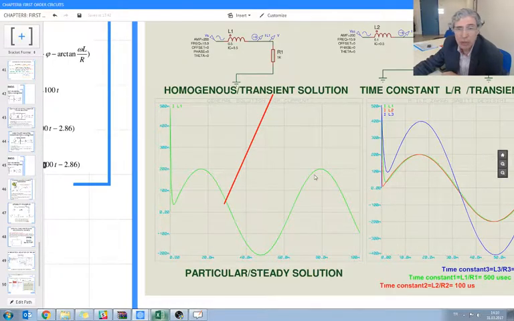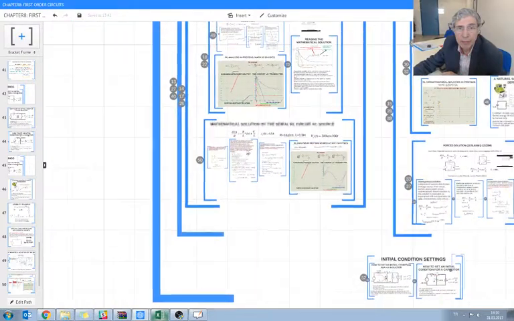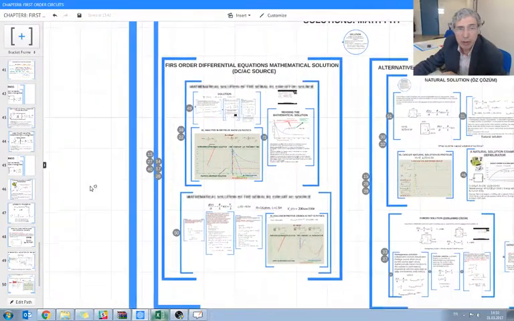If you look at the whole picture of what we have done, we examined first-order differential equations when the independent source is a DC source, and when the independent source is an AC source. So we examined this one. That is the end of this video then.